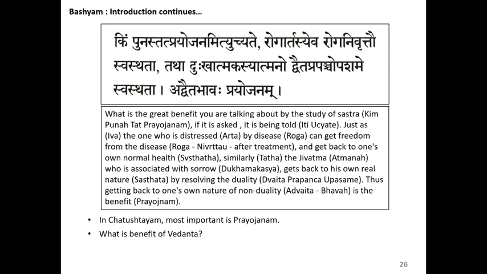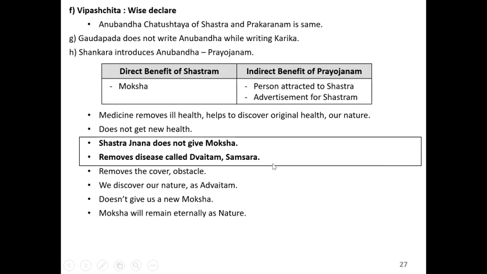Original nature is Atma, which we all will experience when we study this Mandukya Upanishad. I thought I was the body, but after the study of Upanishads, I'm very clear, body-mind is not the reality. Atma is the reality. That is the benefit, that is the prayojanam which Shankaracharya is describing in this introductory commentary. Shastra Jnanam does not give moksha, but it removes the disease called Dvaitam or Samsara.